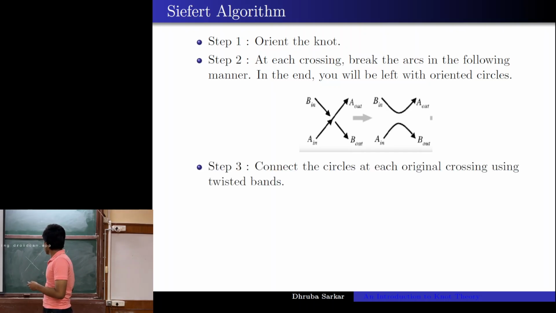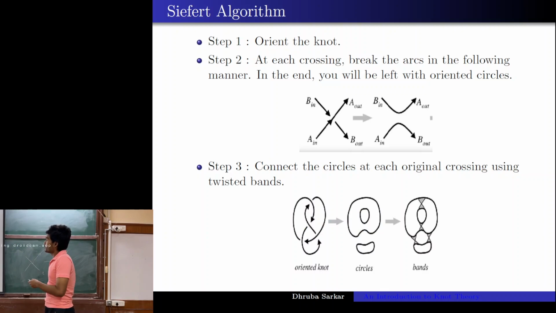And now for each circle, you replace it with a disk. And at each crossing where you did this, you just replace it with a twisted band. And Seifert showed that this will indeed give you an orientable two-manifold, and its boundary, from the construction, can be easily seen to be the knot itself.